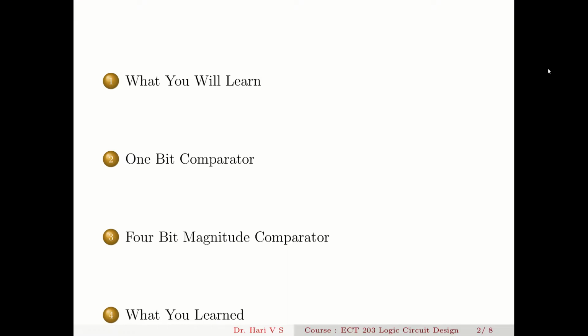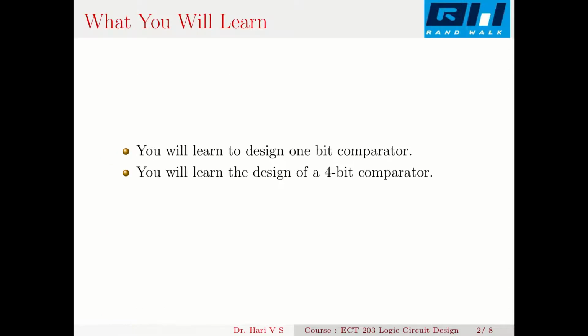The speech is organized into your learning outcomes, then a 1-bit comparator and its design. Then we will see the design of a 4-bit magnitude comparator, then the summary of your understanding. You will learn to design a 1-bit comparator that will compare the bits An and Bn, and we will extend that idea to the design of a 4-bit comparator that compares numbers A3, A2, A1, A0 and B3, B2, B1, B0.